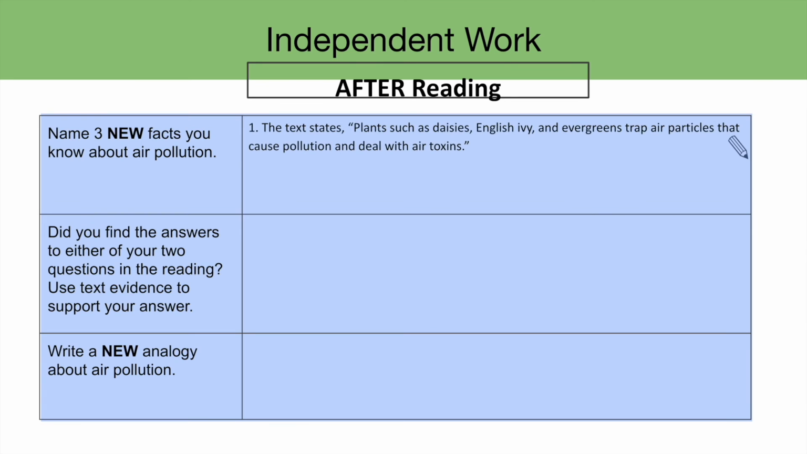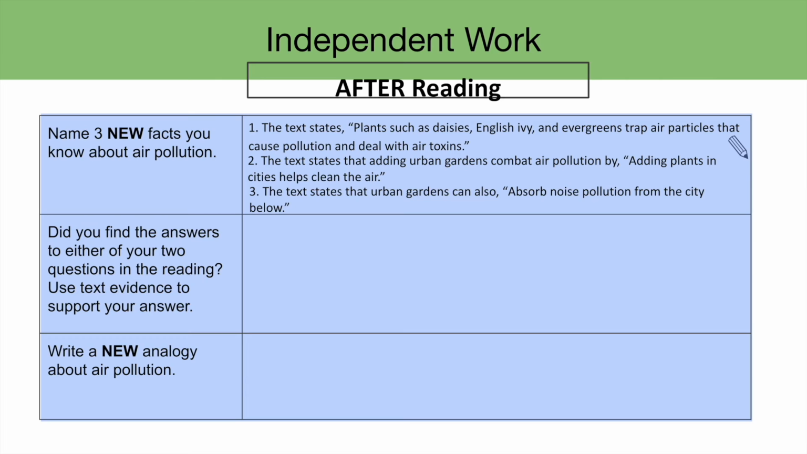So, first, the text states that plants such as daisies, English ivy, and evergreens trap air particles that cause pollution and deal with air toxins. 2. I learned that the text states that adding urban gardens combats air pollution by, quote, adding plants in cities helps clean the air. And 3. the text states that urban gardens can also, quote, absorb noise pollution from the city below, end quote. Now, were you able to find answers to your 2 questions?